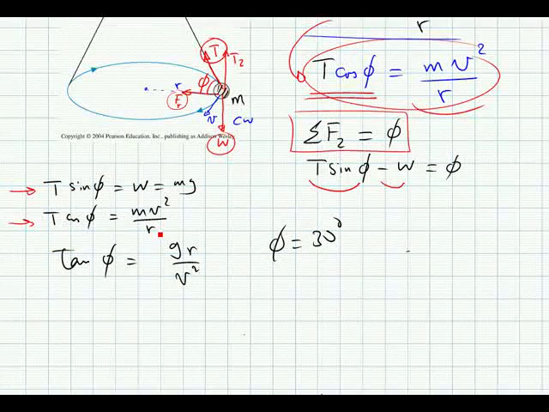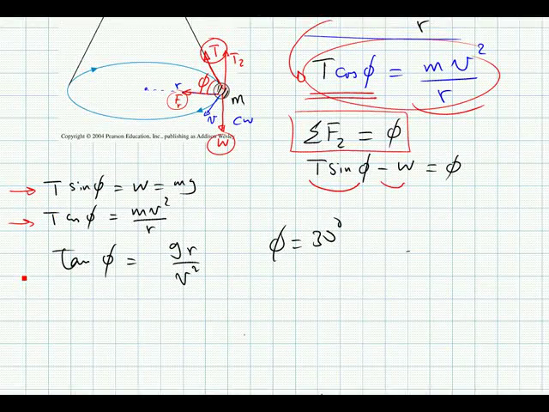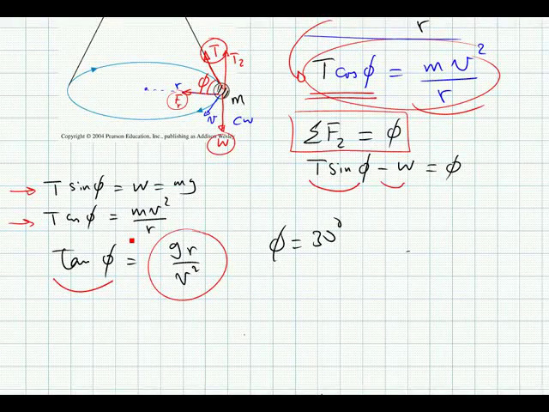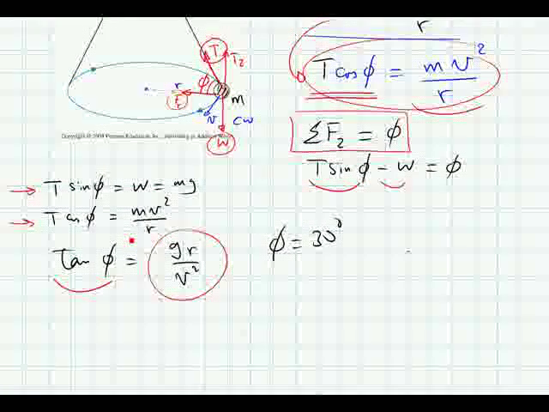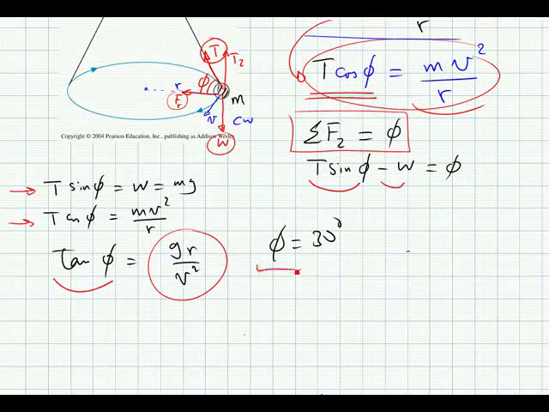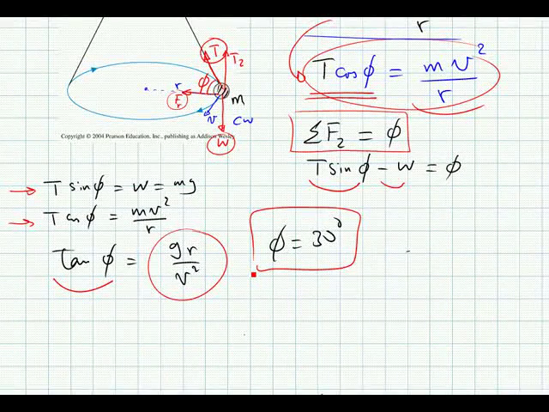Now dividing these two equations, we end up canceling out T, which was an unknown. We didn't know what the tension was, so we end up with tan phi is equal to gr over v squared. So if you know the speed at which the object is moving around the circle, then you can figure out what the angle phi is, or vice versa. If the problem gives you phi, the angle that the string makes with the plane of the motion, then you can figure out what the speed of the object is, etc.